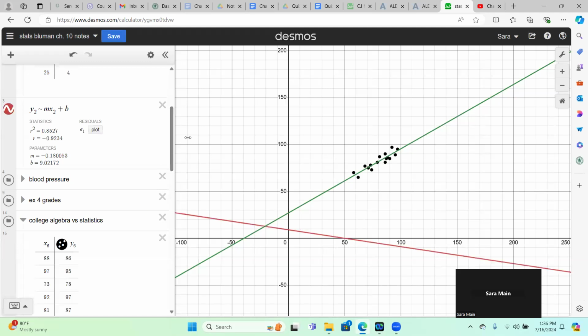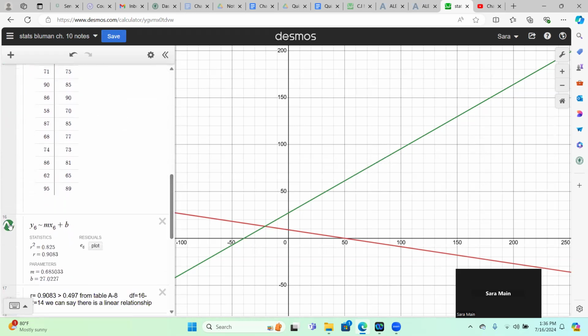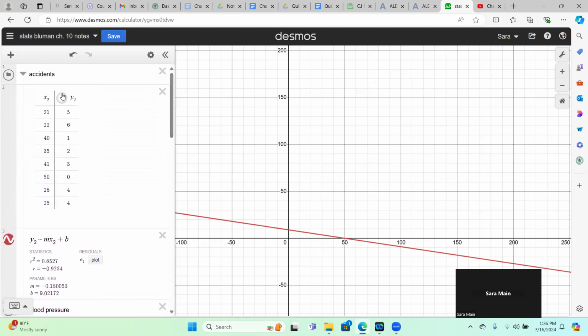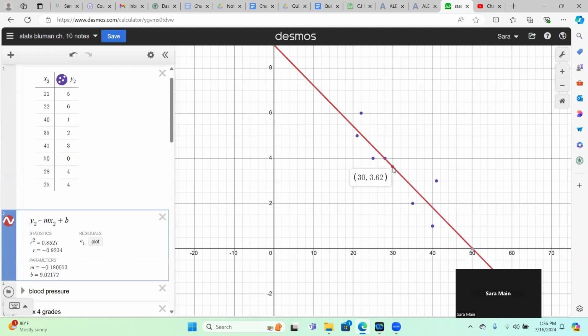Oh, you know what we have to do? We have to go back down and turn off this other data here, because the computer is confused, and I can see why. There we go. So here is our accident data again. So again, I can just grab my equation. Oh, and right there it is. So when the age of a driver is 30, it looks like they're expected to have about 3.6, so between 3 and 4 accidents.